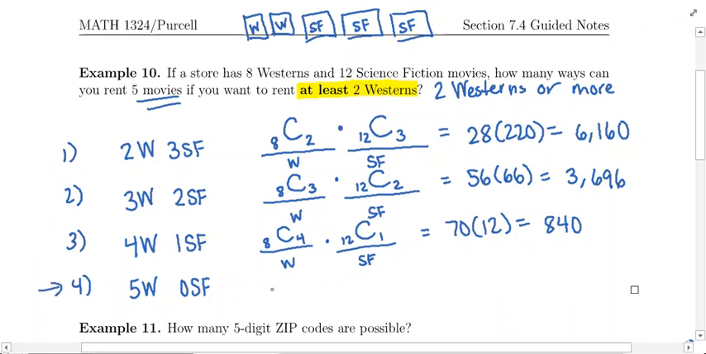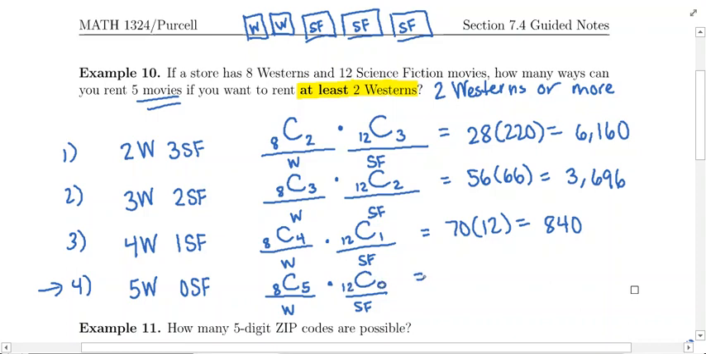Okay, so again, do your blanks. We've got Westerns and science fiction. Let me move this one down a little bit so I can fit it. All right, so for the Westerns, there are 8 to choose from. We're going to choose 5 of the Westerns. And then for science fiction, there's 12 to choose from, but we're going to pick 0 of those.